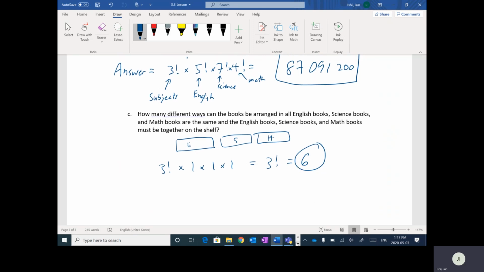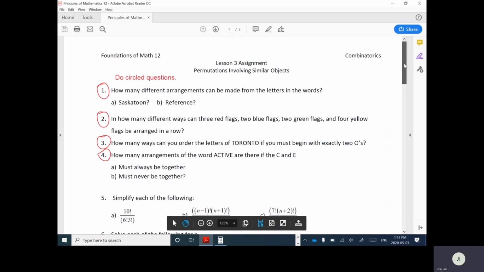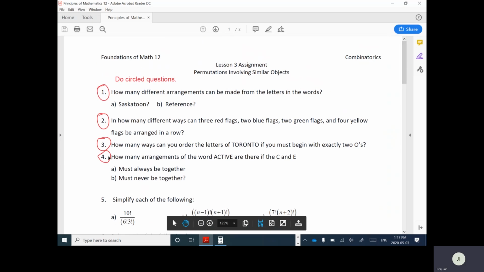I'm just going to open up the practice worksheet. Okay, so for this worksheet, I made a little bit of adjustment here. Just do the circled questions that are in red. Maybe I'll run this down with you right now. So numbers 1, 2, 3. Actually, the first 3 have to do with the similar objects. All right, so you take the whole number of letters and then divide it by the number of repeating letters' factorials. Right? Number 4, this is kind of review where it's always together, not together. So you can use the fundamental counting principle for that.